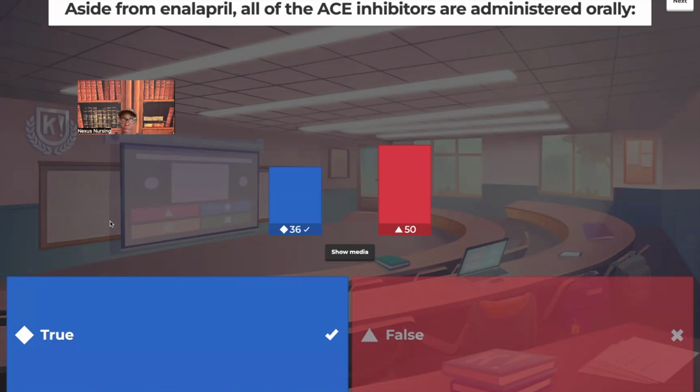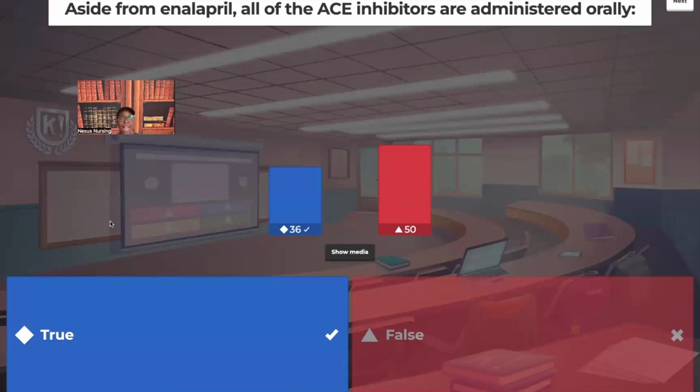Guys, stop trying to be robots. Think critically. Let me tell you guys something. Aside from enalapril, all of the ACE inhibitors are administered orally. That is very true. So let me say this to you guys. Captopril can be given sublingually. It's very seldom that captopril is given sublingually, but I'm telling you right now, if it's given sublingually, guess what? That is known as off-label or off-brand use.